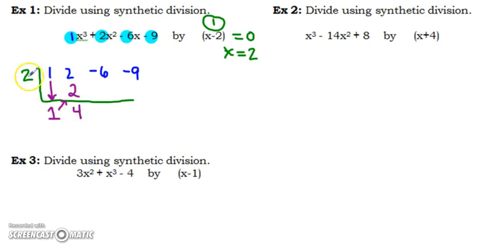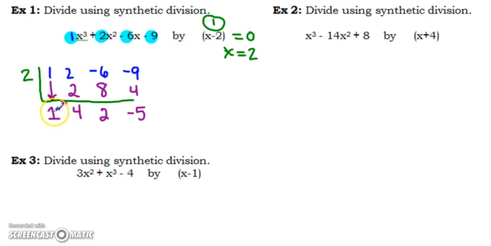And then we're going to repeat that process. 2 times 4 is 8. -6 and 8 is 2. 2 times 2 is 4. -9 and 4 is -5. All right? What on earth does that mean? 1, 4, 2, -5? Do I add it all together? No, that is not what that means.